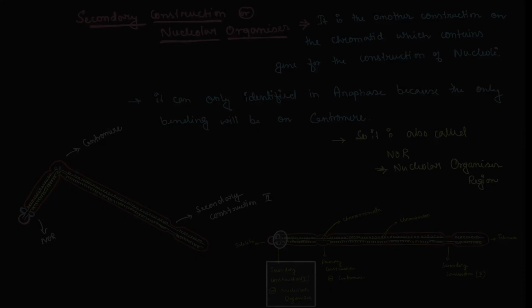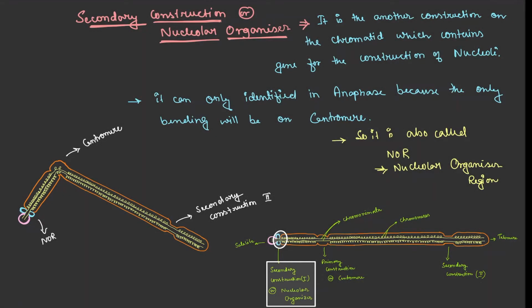Now, moving towards the secondary constriction of chromatids. It is another constriction on the chromatid which contains the genes for the formation of nucleoli. As I said earlier, it is also called the nucleolar organizer region, or NOR. It can be identified in the anaphase because the bending will only be at the centromere. So if there is any constriction other than the primary constriction, then that is the secondary constriction, or the nucleolar organizer region.